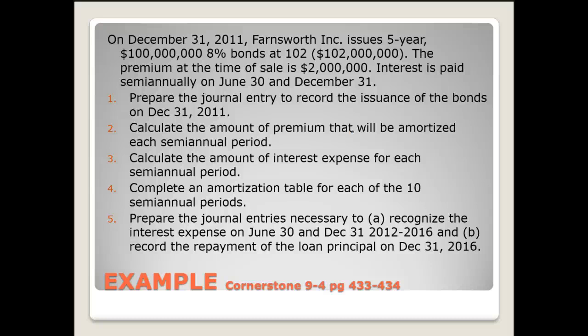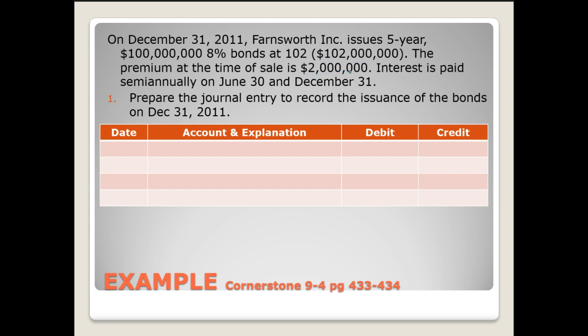We'll deal with Farnsworth Inc. that issues a 5-year $100 million bond at 8% coupon, and it issues at 102, meaning 102% of the par value, which is $102 million. The premium then is the difference between par and the sales price, which is $2 million. And the interest will be paid semi-annually on June 30 and December 31. So first let's deal with how we record the issuance.